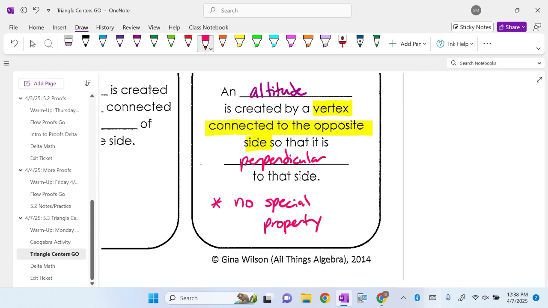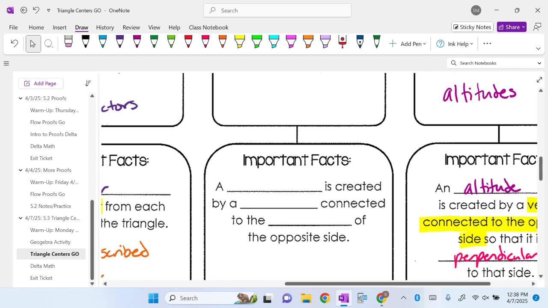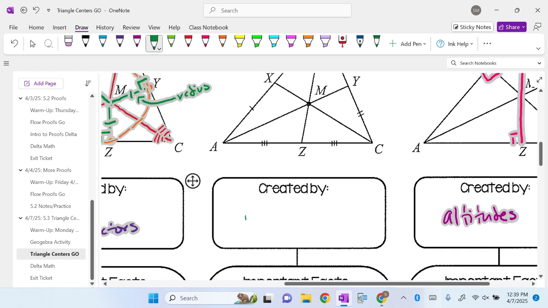So nothing special about that, really. Now, centroid is probably one of the more complicated ones. This is the one that a lot of people have trouble with. All right. But it's not too bad. It's just a little bit you got to think about. So, a centroid is formed by the medians.